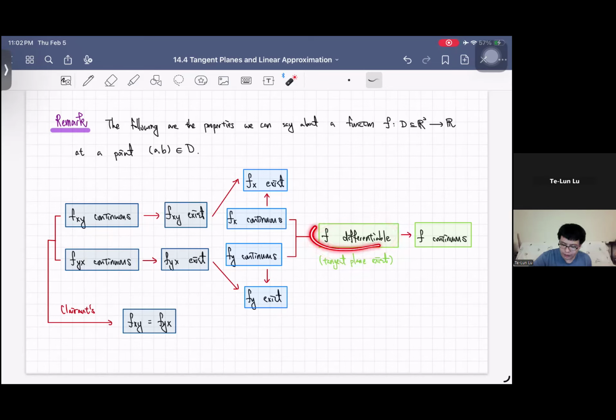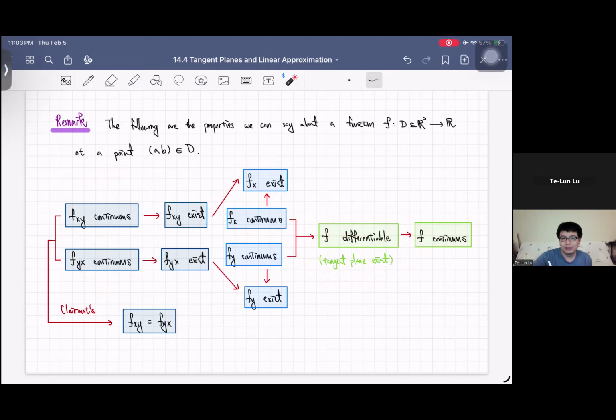And we know that differentiability essentially means that a tangent plane exists and is a good approximation. And obviously, fx being continuous means that the first order derivative has to exist. And we have by our last implication that differentiability implies continuity. So the left-hand side here is the strongest condition, and they imply some weaker conditions. That is how this diagram works.